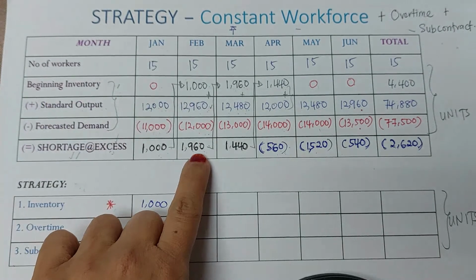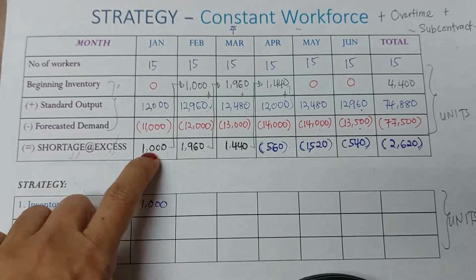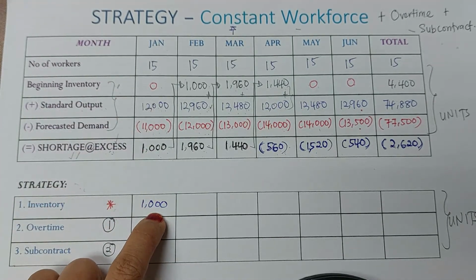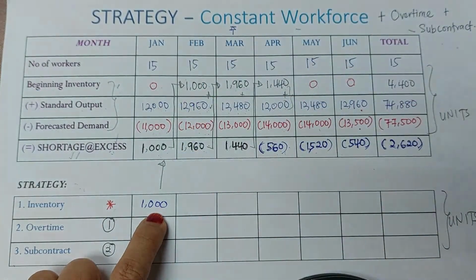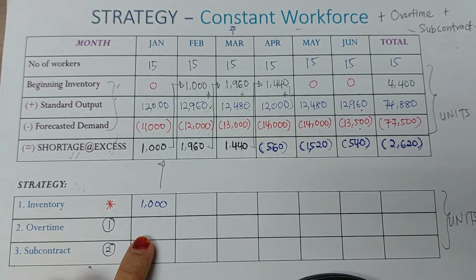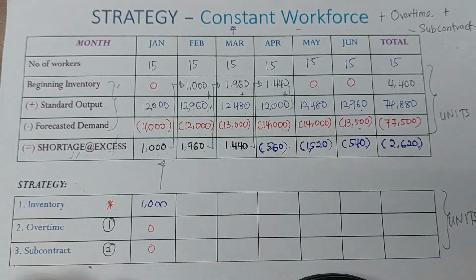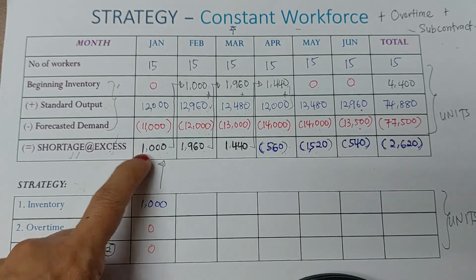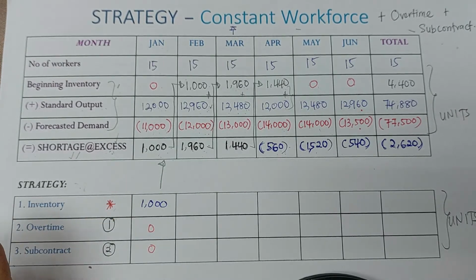We look at February. Okay, still in January, once 1,000 has gone into inventory, we have actually settled this problem. Kita dah solve this 1,000 problem. So what about overtime and subcontract? Then nothing is required to be placed as overtime or subcontract. So these two will become 0, these two strategies. So 1,000 ni kita dah selesaikan masalah dia, kita masukkan dia dalam inventory. So the problem solved, habis. So don't worry about overtime and subcontract.